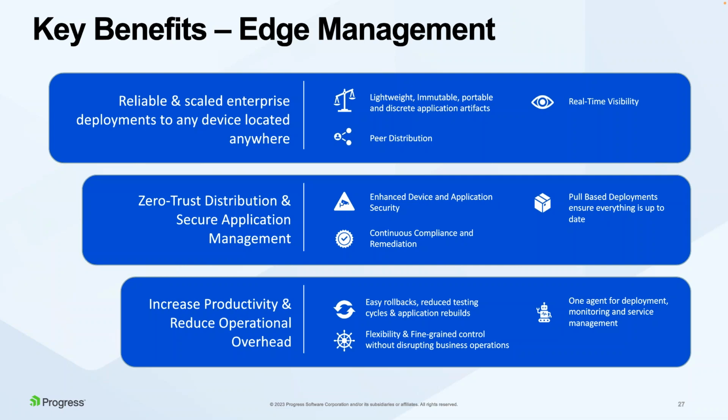So the key benefits of edge management include reliable and scaled deployments to any device located anywhere. That is because the Chef artifacts are so lightweight and immutable that they can be easily and reliably deployed anywhere. The real-time visibility means you always know what these edge devices are operating on, that is the configuration, the compliance posture, and the application versions and the nature of these applications that are running on these edge devices. Zero trust distribution and secure application management.